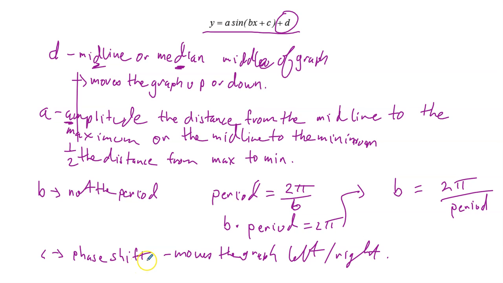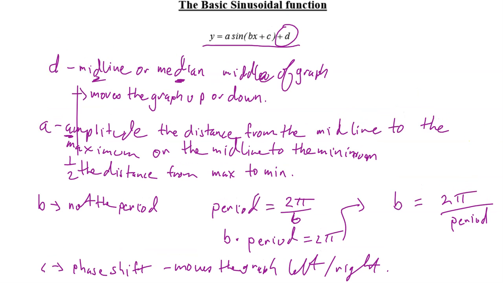And that's not really an emphasis in this course, but we will look at a few instances of what the value of C tells us, especially when we're looking at a particular type of graph, right? When we're looking at an application of a sinusoidal function. Because our emphasis in this course is really looking at applications of the sine function.